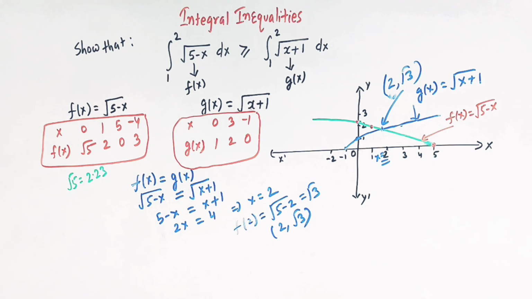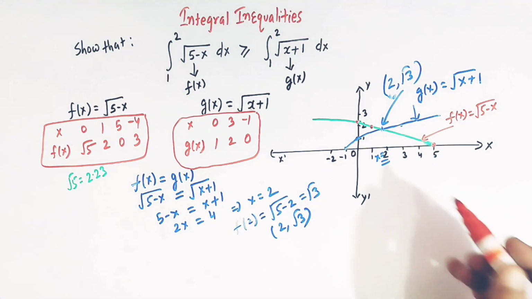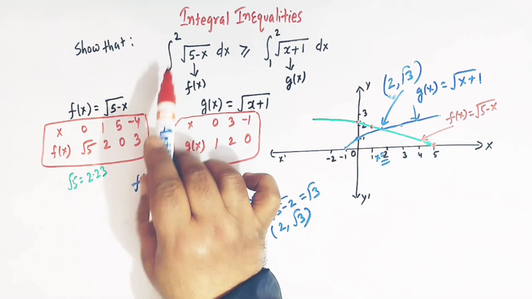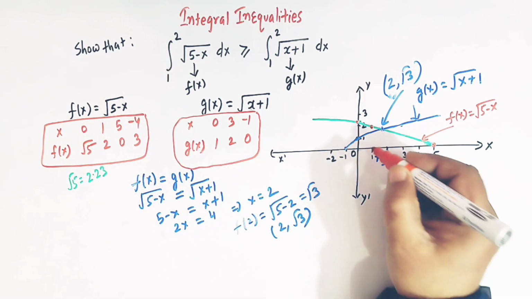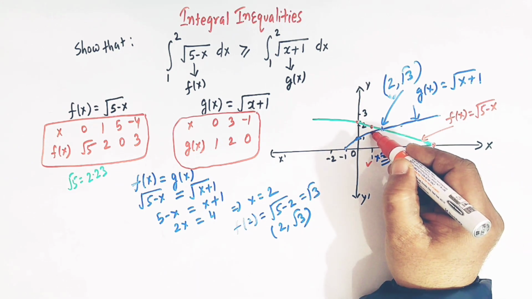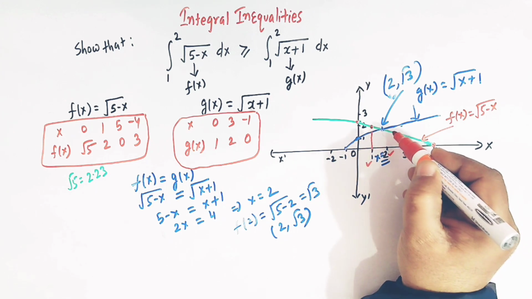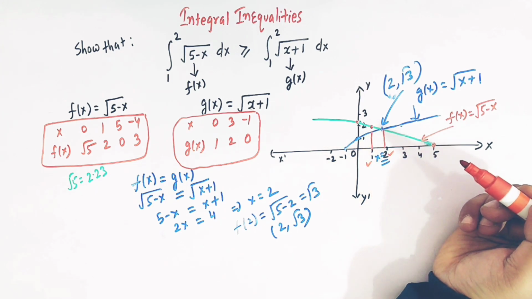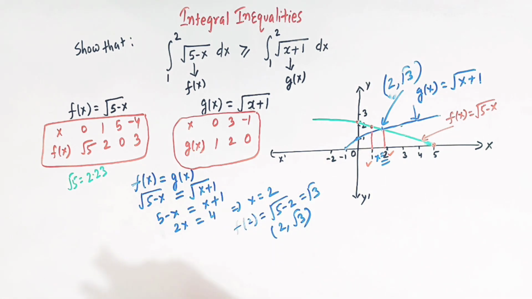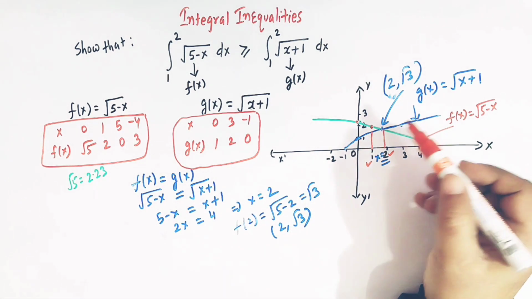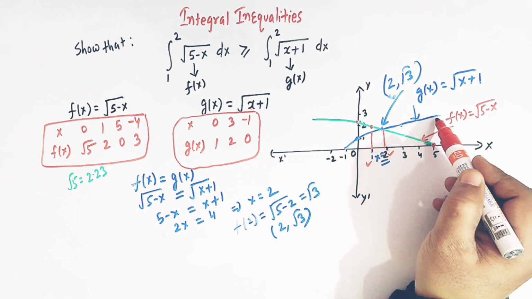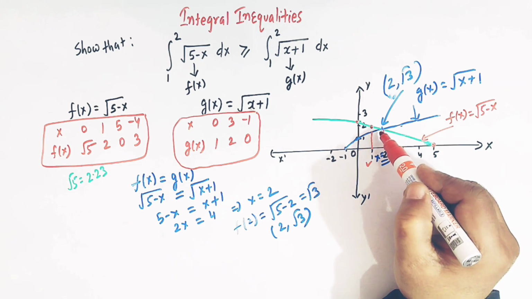So now let us make some observations from this graph, right? Now see here, the limits of integration are from 1 to 2, right? So here we have 1 and here we have 2. So we have to integrate from 1 to 2, right? So this is the first observation, and the second observation is that the green curve lies above the blue curve, right? So this is the second observation.